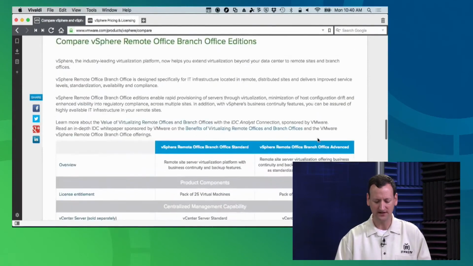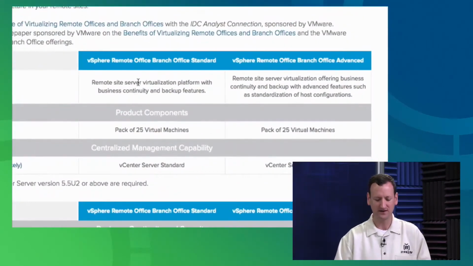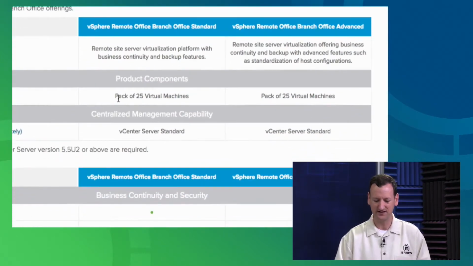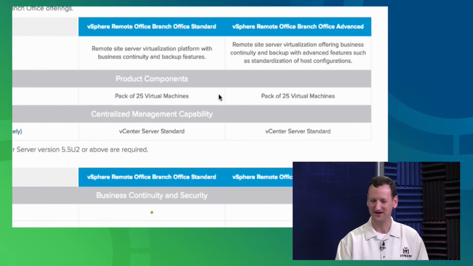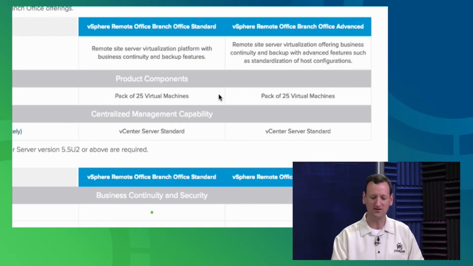But if you look on the website, you'll find there are other versions, like vSphere Remote Office Branch Office Standard or Remote Office Branch Office Advanced. You'll see that these support up to 25 virtual machines and come with vCenter. These are designed for small environments. If you're a small or medium-sized company, you might want to go with these, and they've got restricted features, right? This is designed to support just one office, not more than one location. So now you just have one data center.